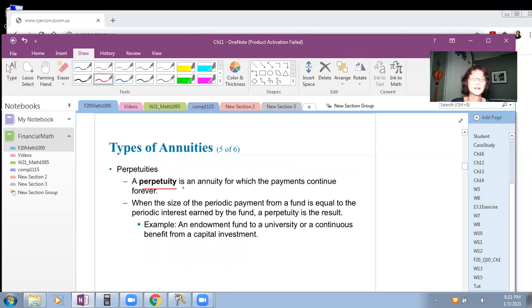Perpetuity. It is an annuity where the payments continue forever. For example, an endowment fund to a university or continuous benefit from a capital investment.